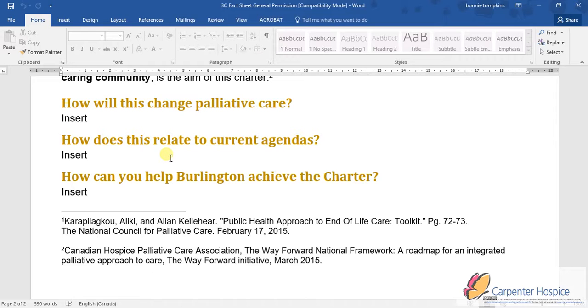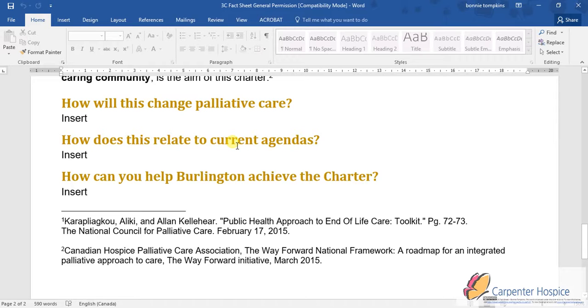So, prime example, here's how it relates to current agendas. If we work together to create this charter, which builds palliative care capacity within the community, more people are going to have resources, they're going to have support. Hopefully the caregivers will have less of a burden, which the patients do worry about. Therefore, they're going to feel more supported, they're going to feel more in control of their process and maybe less inclined to use that service.